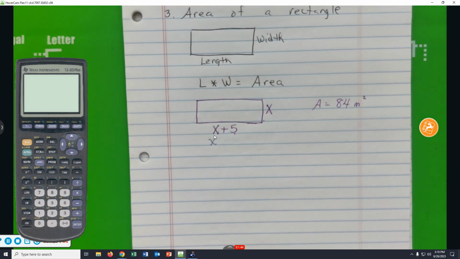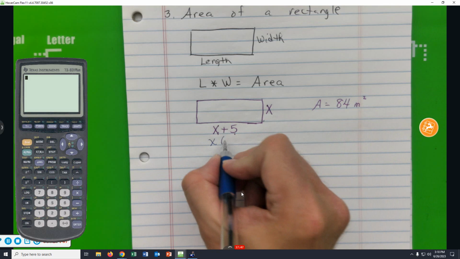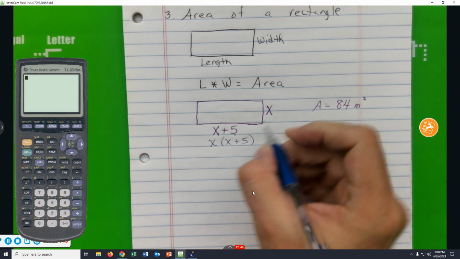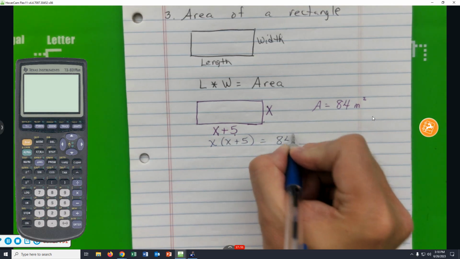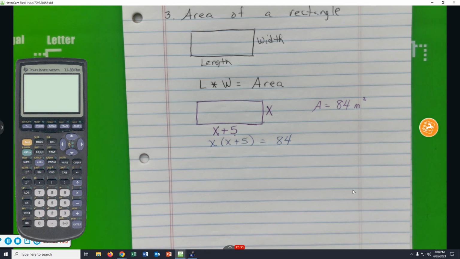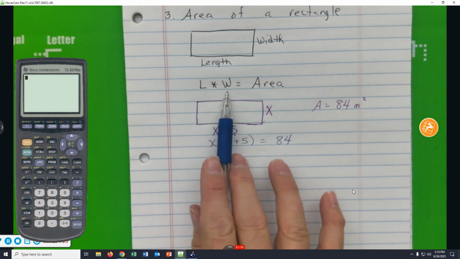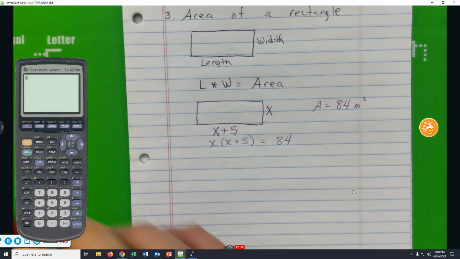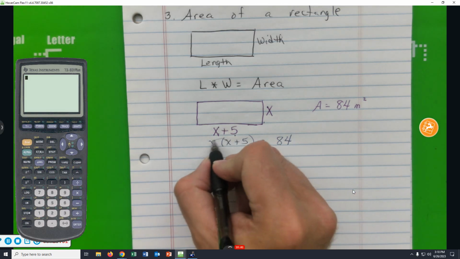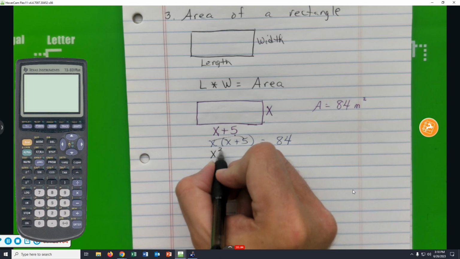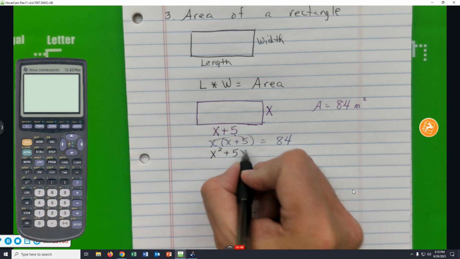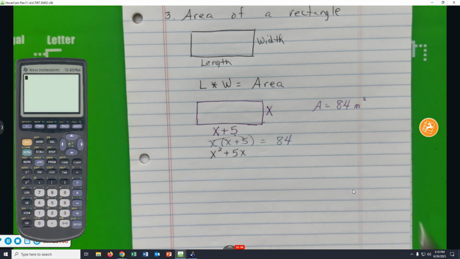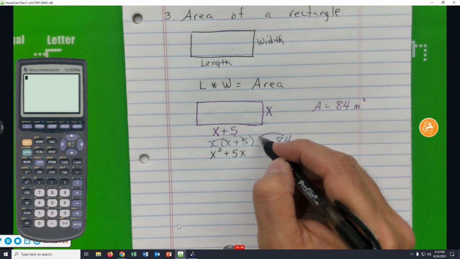We know length times width. Multiply those two dimensions, and that's going to give us the area, which was 84. Length times width equals area. Now let's distribute this x right here. So we have x squared plus 5x. So we have a quadratic equation. I think we better get it set equal to 0.